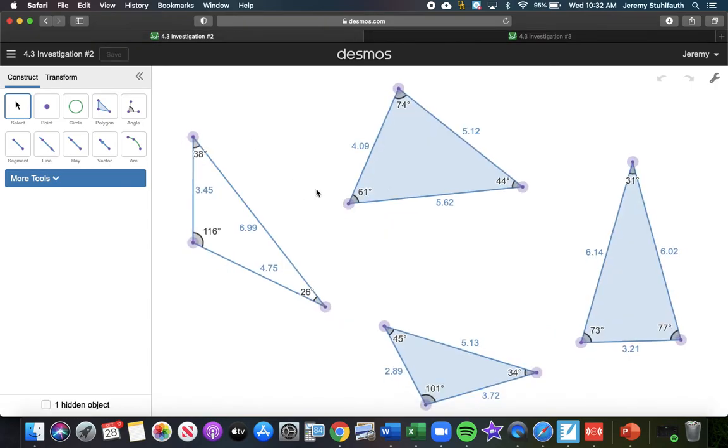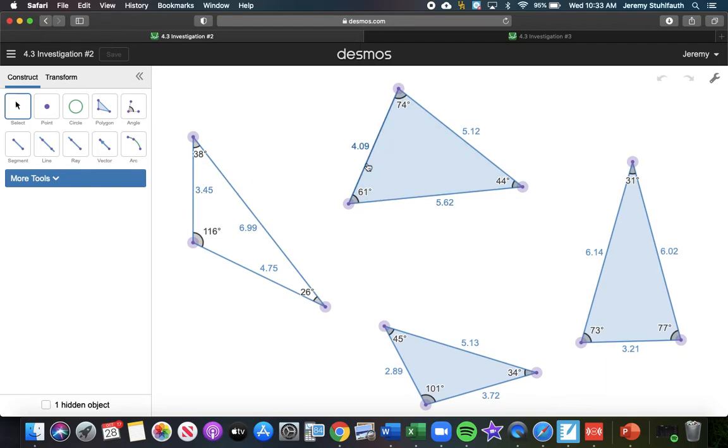I have a bunch of triangles here. All the sides on these triangles are different, so we don't have any isosceles triangles. We have a bunch of scalene triangles. And what I want you to take a look at is, what do you notice about the side lengths and the angle measures? If we look at this triangle over here, this one with a 116-degree angle, you'll notice that the side across from that is 6.99. The side across from 38 is 4.75. And then the side across from 26 is 3.45.